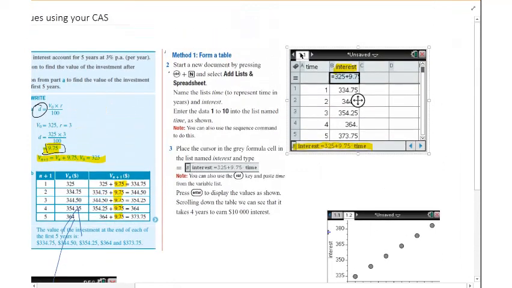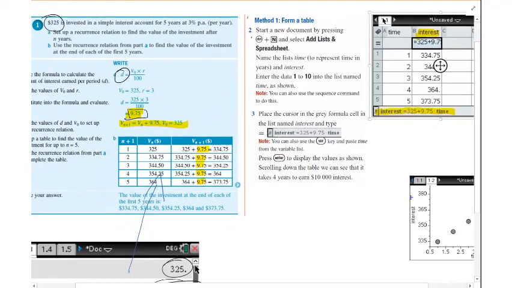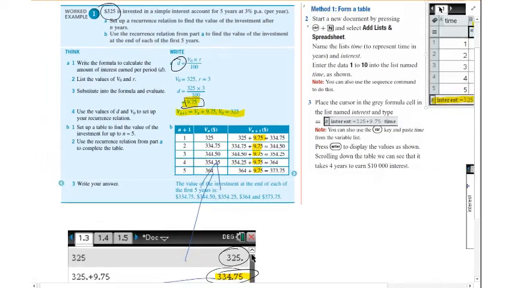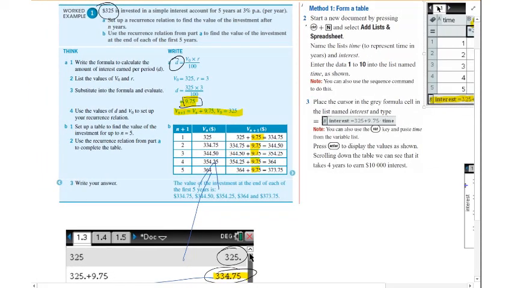Which is your preferred option is entirely up to you, but those are two different ways you can work out the values from a recurrence relationship. Like I said, in a separate video I'll be talking about simple interest in and of itself, but this was just how to set up those recurrence relationships on your calculator. Okay, bye.